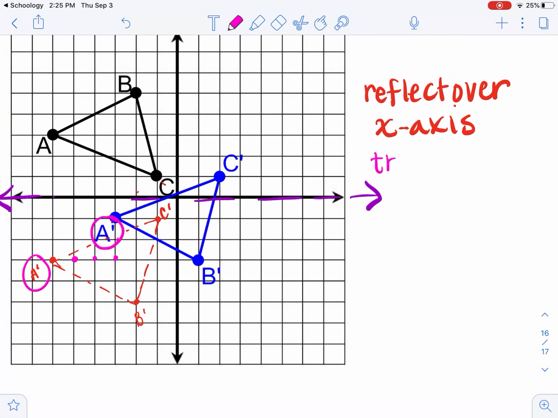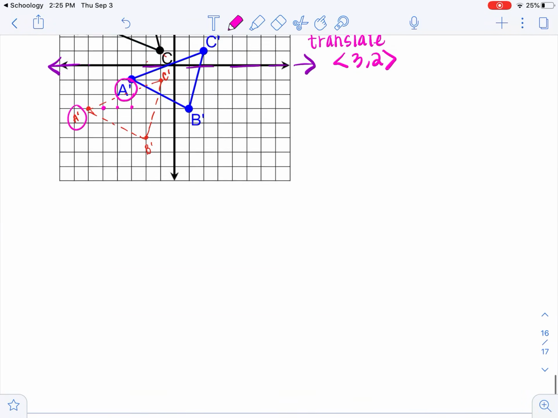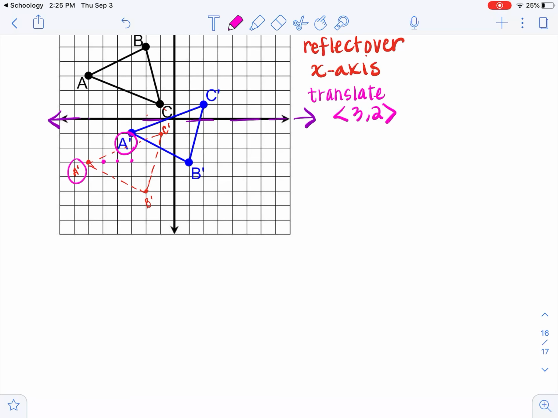So make sure you're using the proper vocab. That's translate along the vector, right 3, up 2. Okay, once again, that's not the only answer, but that's the one I came up with. Okay, you can go ahead and get started.